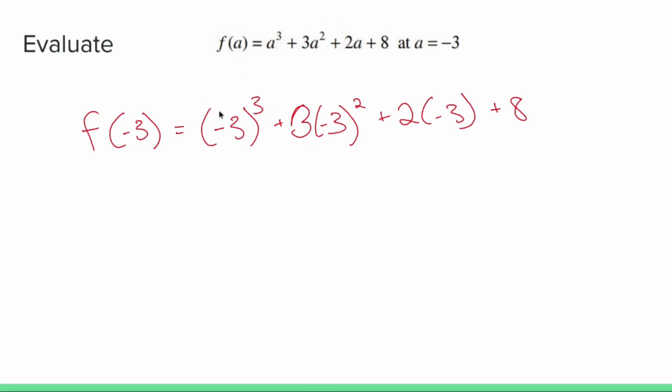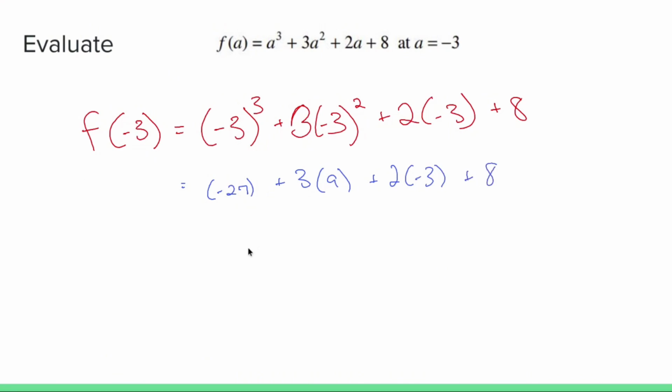But anyway, this is me replacing every a with parentheses -3. PEMDAS says we're going to do -3 times -3 times -3, which is -27. No parentheses needed, but I did it anyway. -3 squared is 9, plus 2 times -3 plus 8.